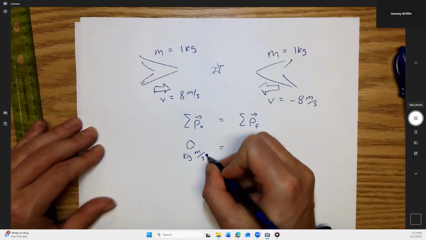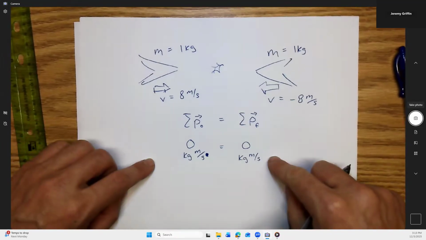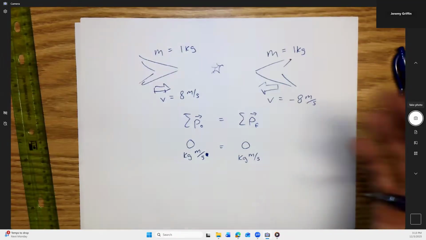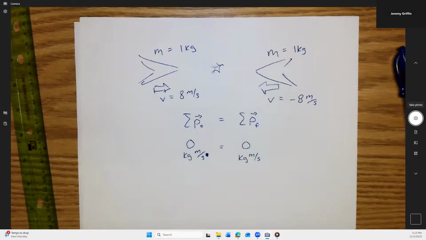Whoops, not squared, just meters per second. There you go, kilogram meter per second. So they collide, stick together. They just come to a dead stop, don't they? Okay, that's all.